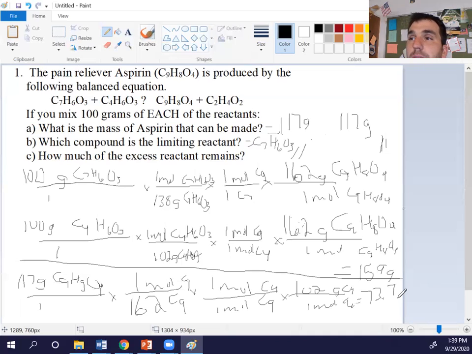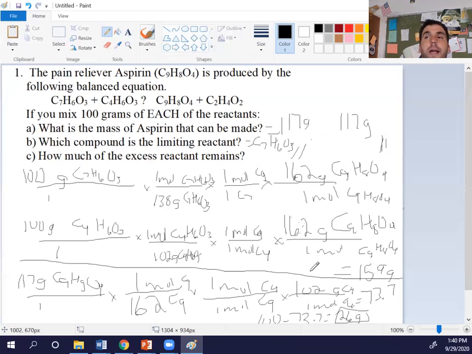So now what do I need to do? Subtract. How much of the reactant did I start with? 100 grams. So to solve it out, how much remains is 100 minus 73.7. It would just be 26. But adding, subtracting, you only care about decimals. Okay. Does that make sense to you?